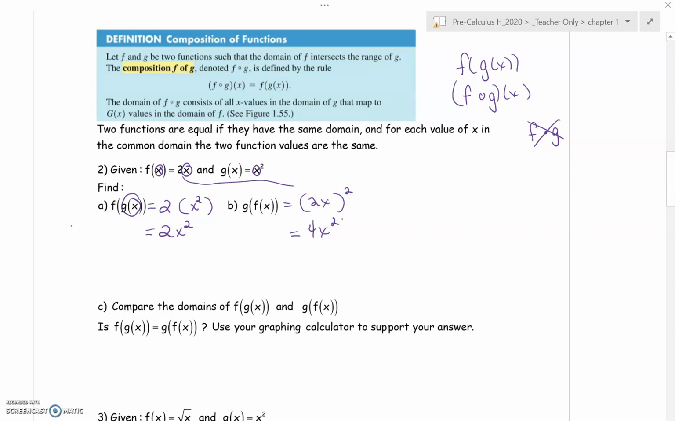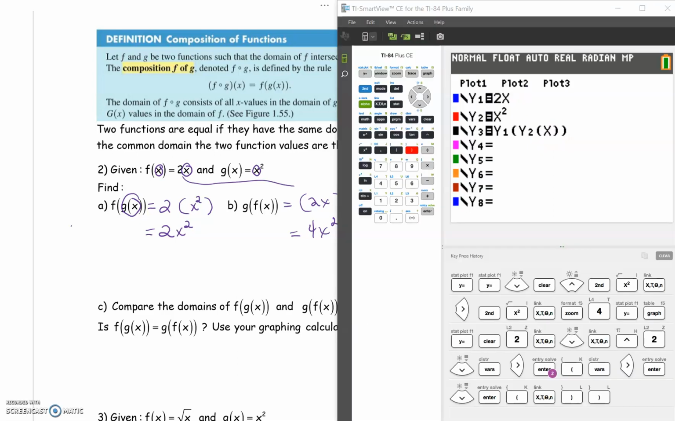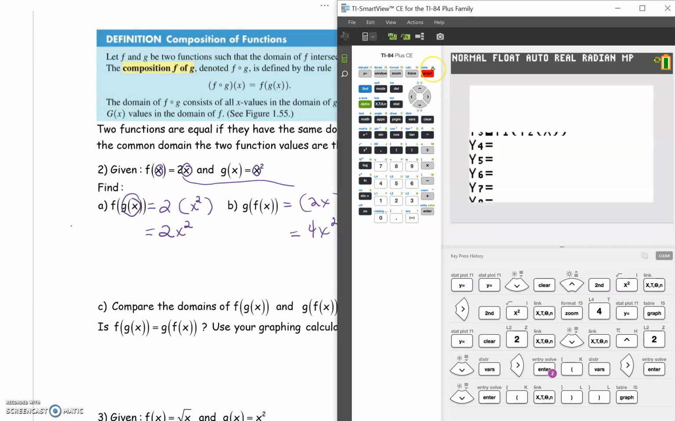Okay, so now what I'd like you to do is think about, again, that we compare the domains, but now let's use our graphing calculator to take a look at these two functions. Okay, so in y1, I typed in 2x, and in y2, I typed in x squared. In y3, I want y1 of y2 of x. So let's take a look at the graph, and notice, there you go.